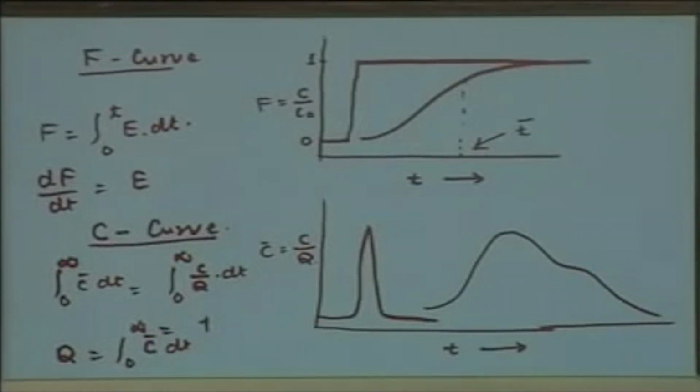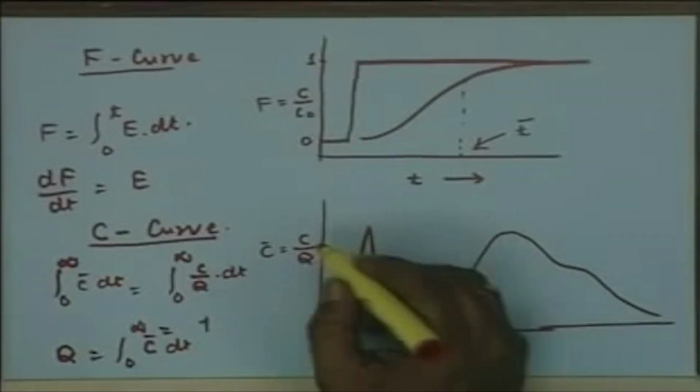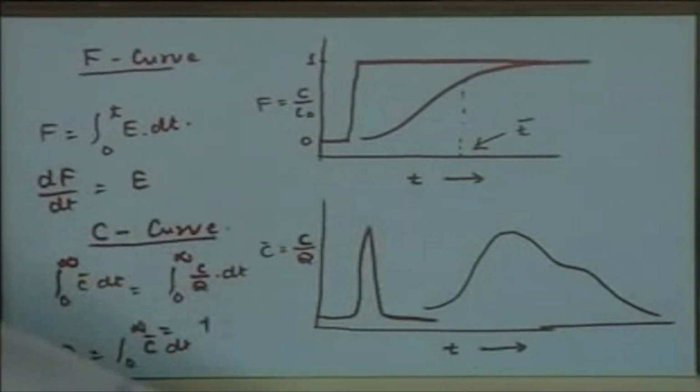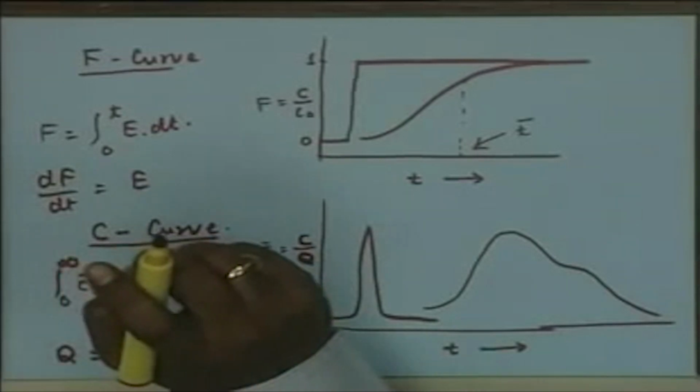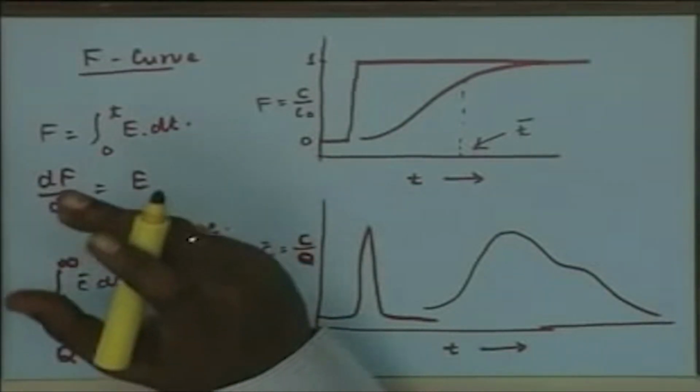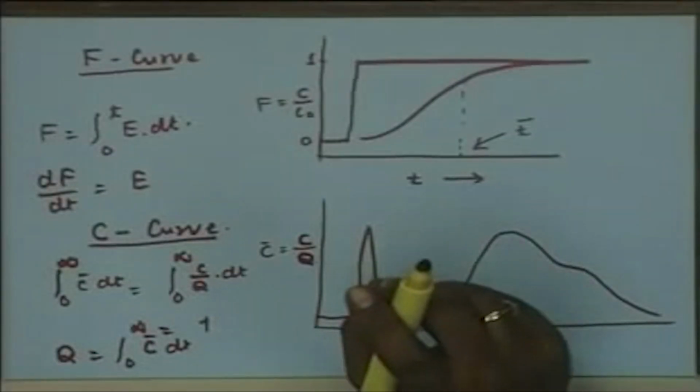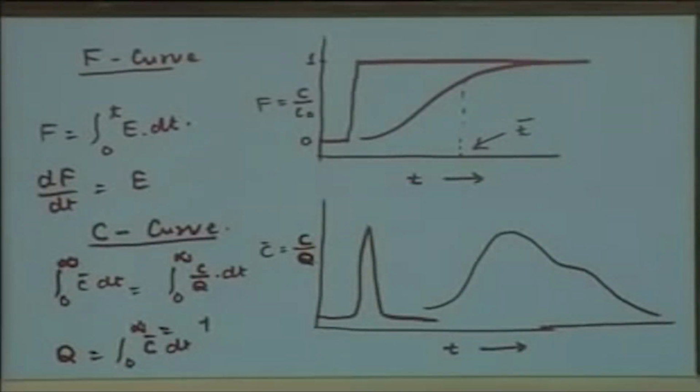So what are C, Q and C? C is the concentration of the tracer in the output stream at any given time t, and Q is the total quantity of tracer that has been put in. Quantity in what, sir? Here you are not putting continuously, you are putting only in one shot. Say, for example, you have put in 1 gram of some inert dye into the reactor at the initial time, and after that you monitor its output response.